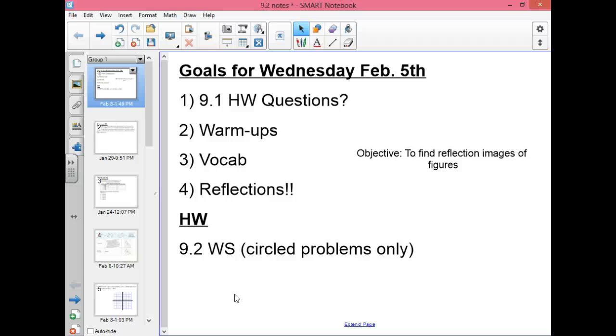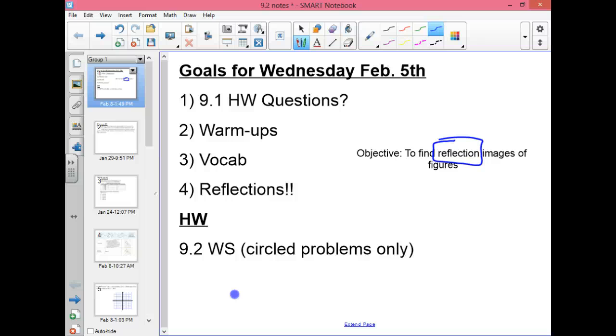Okay, everyone should have the 9.2 notes in front of them. If not, you can stop the video and pass those out. And the 9.1 homework should have just been collected. Okay, today is all about reflection. So yesterday we did translations, today's reflections. Homework is another worksheet, circled problems only.